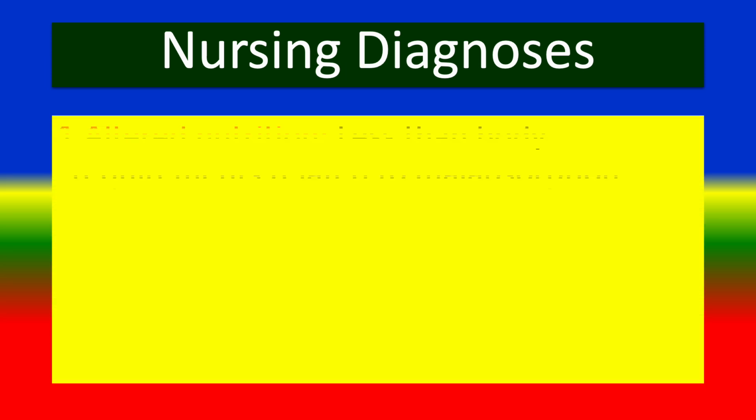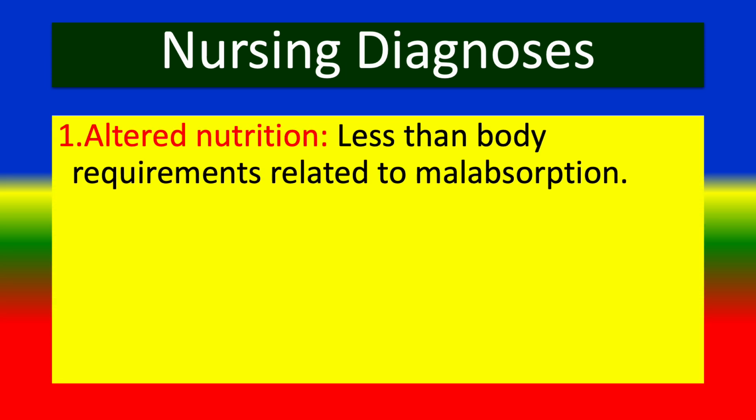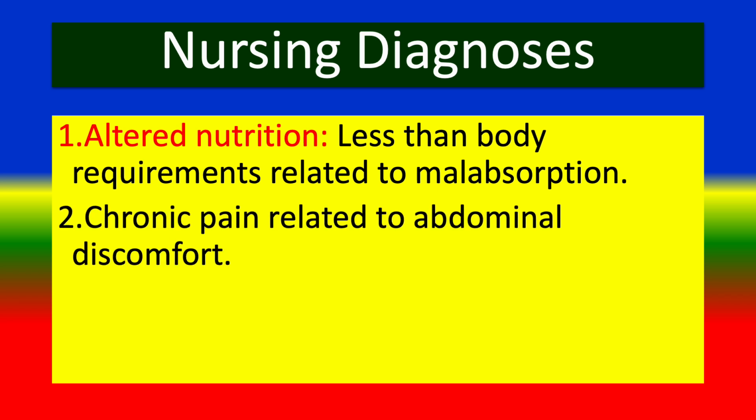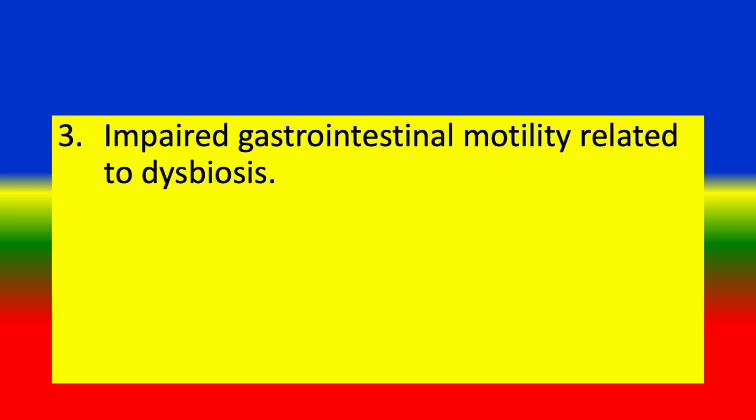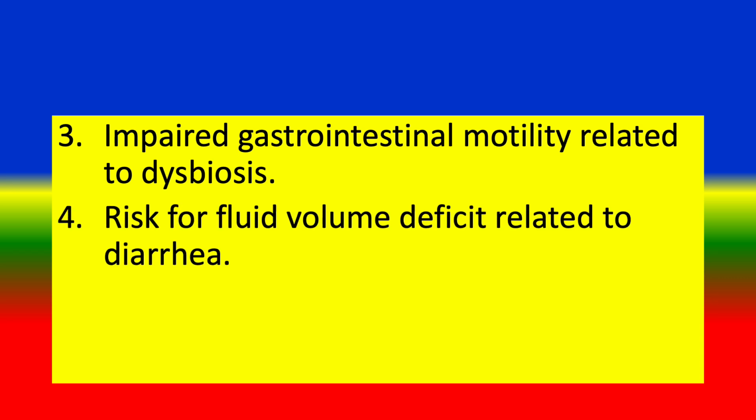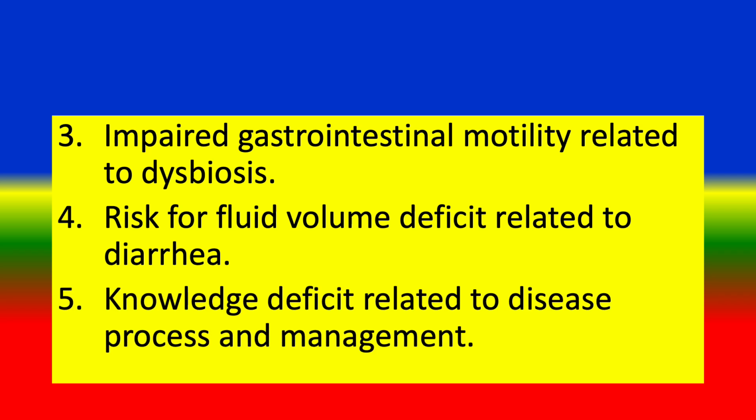Nursing diagnosis. 1. Altered nutrition, less than body requirements, related to malabsorption. 2. Chronic pain related to abdominal discomfort. 3. Impaired gastrointestinal motility related to dysbiosis. 4. Risk for fluid volume deficit related to diarrhea. 5. Knowledge deficit related to disease process and management.